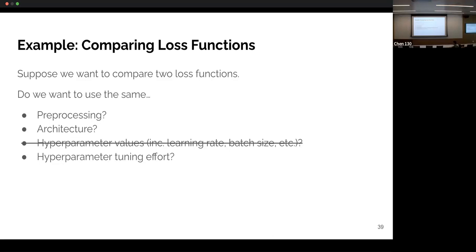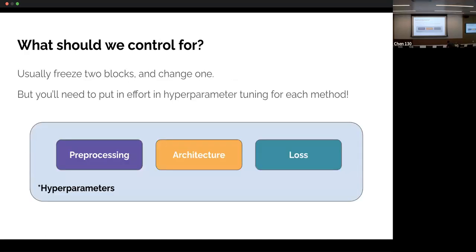Yeah, different learning rates would be better for different losses, and different learning schedules and batch sizes would affect certain loss functions more than others. For example, the Sinclair loss function needs a very large batch. So we want to keep our hyperparameter tuning effort, our effort at making the method better, similar. In general, when we ask what we should control for, we should usually freeze two of these blocks and change one, but also keep the hyperparameter tuning effort similar, within the realm of reason, because we're not a big tech company.